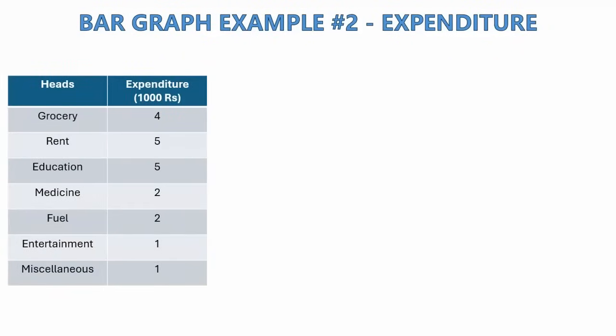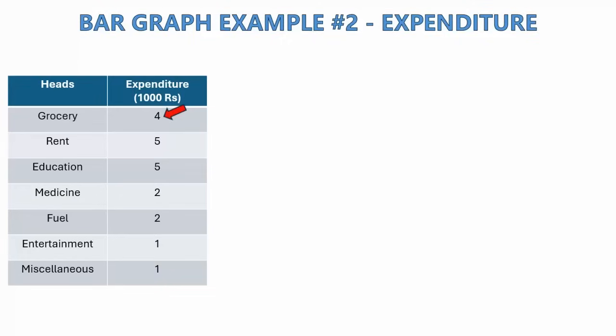The family spends 4,000 rupees on grocery. Note the table says 4 because the unit of spend is 1,000 rupees. Similarly, rent is 5,000 rupees or 5 units, spend on education is 5,000 rupees or 5 units, spend on medicine is 2,000 rupees or 2 units, and so on.